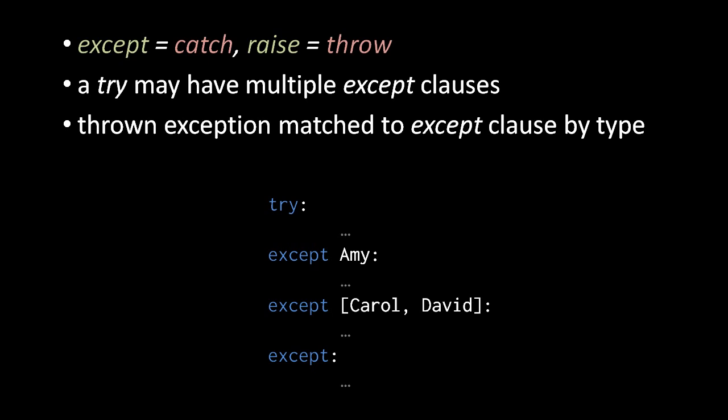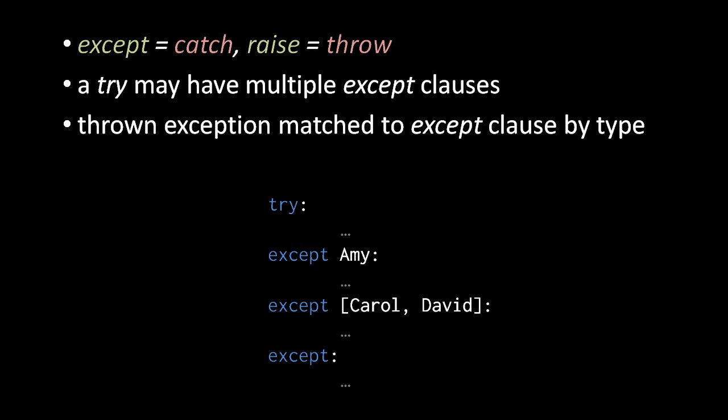The big difference in Python is that a try may have multiple except clauses, and when an exception is thrown in the try, the except clause which executes is the first one which lists a class of which the exception object itself is an instance. So here in the example we have a try with 3 except clauses. The first except clause lists a class Amy, the second has 2 classes, Carol and David, and the third except clause doesn't list any classes, which means that it will match any exception.